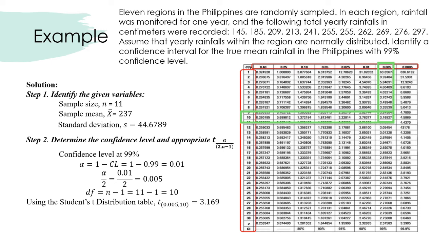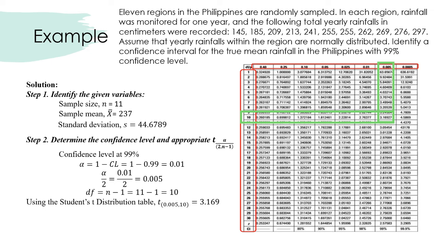Step 2, let's determine the confidence level and appropriate t sub alpha over 2 and n minus 1. Our confidence level is 99%. Alpha is equal to 1 minus confidence level. That is 1 minus 0.99, that is equal to 0.01. Our alpha half is alpha divided by 2. That is 0.01 divided by 2, that is equal to 0.005.